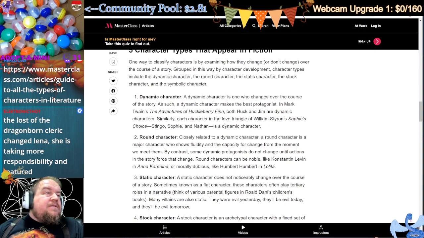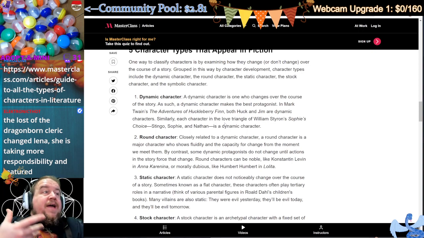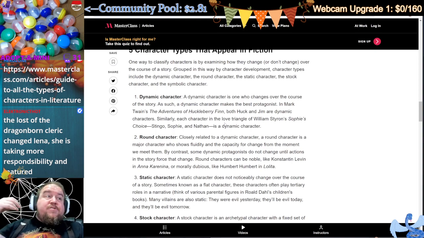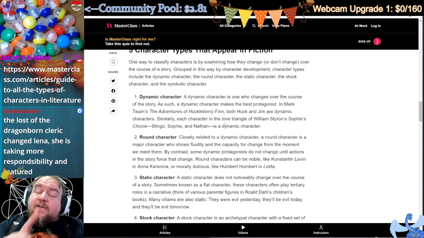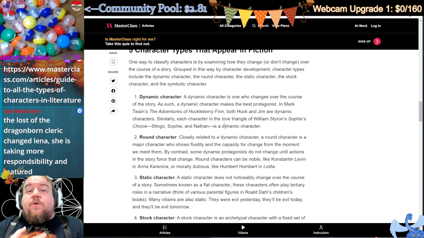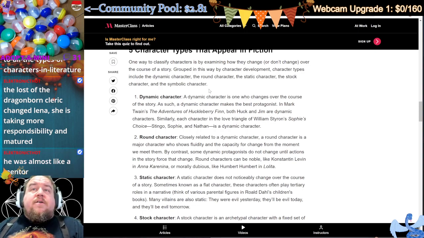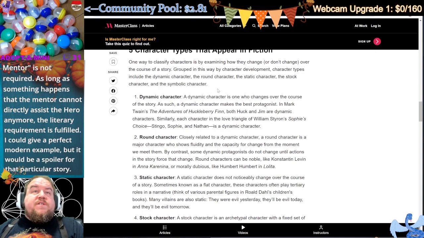ET says the loss of the Dragonborn cleric changed Lena. She is taking more responsibility and matured. So yeah, that is a crossing of the threshold for her, as she had a mentor that prepared her for this greater world, and now she's in it. Even if she feels like she's not prepared for it, it still changed her in a way that would hopefully do so. A dynamic character is one who changes over the course of the story.